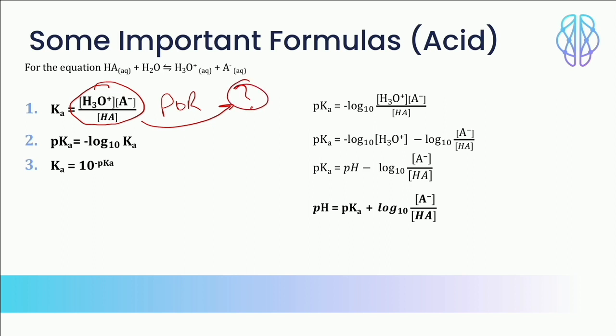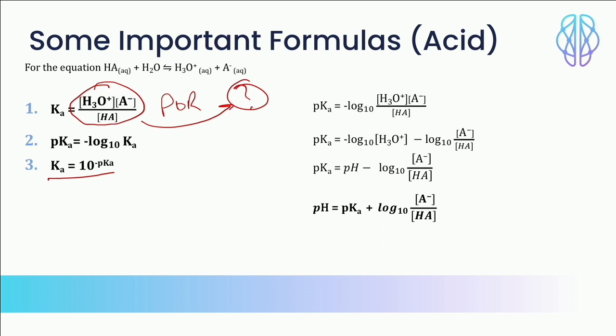To get from the pKa to the Ka is a bit different. So if you remember your log laws, it's the same as going from the concentration of H3O plus to pH. So to get from, if you're given the pKa to get the Ka, it's just 10 to the power of minus whatever the pKa value is. So those are 3 very important formulas for you to understand.